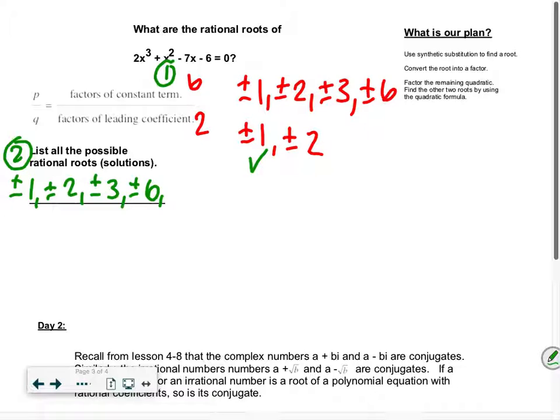So 1 divided by 2 is plus or minus a half. What's 2 divided by 2? 1. It's already in my set, so you don't have to put it again. 3 divided by 2, gotta add that one. And 6 divided by 2 is 3, which is already in my set as well. Questions there?